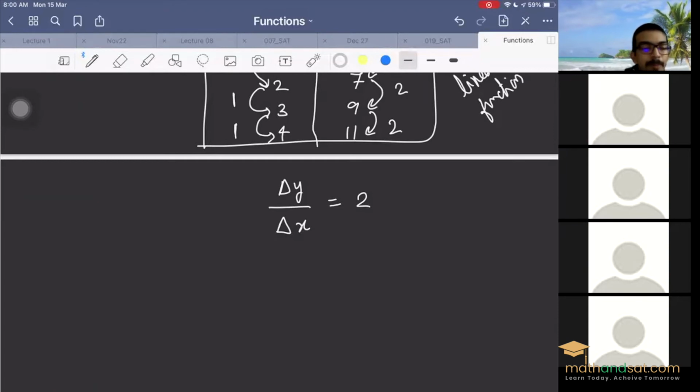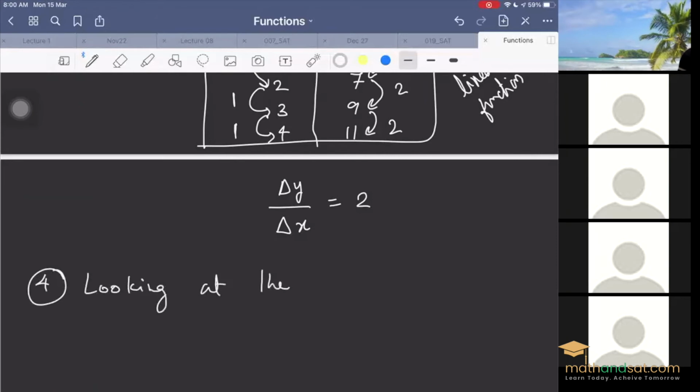By looking at the shape of the graph. And what should be the shape of the graph? It will be a straight line, right? If we have a straight line, that means we have a linear function. Is that clear? So the next method is by looking at the graph.